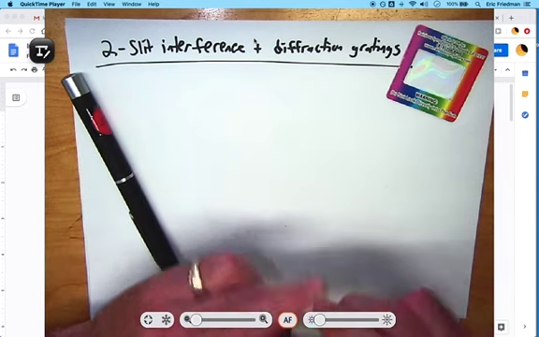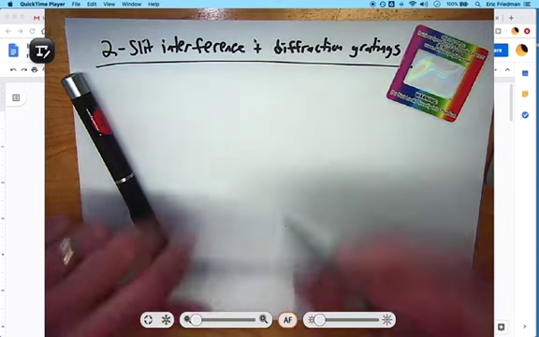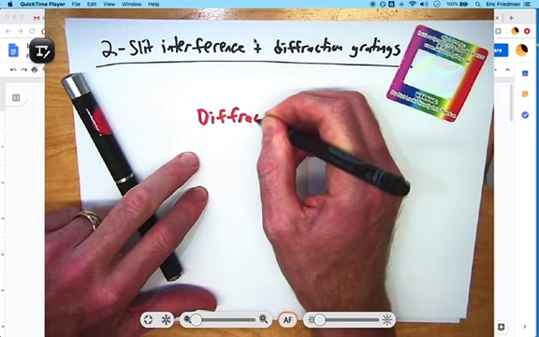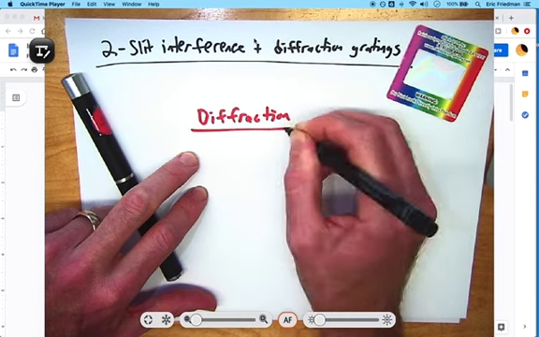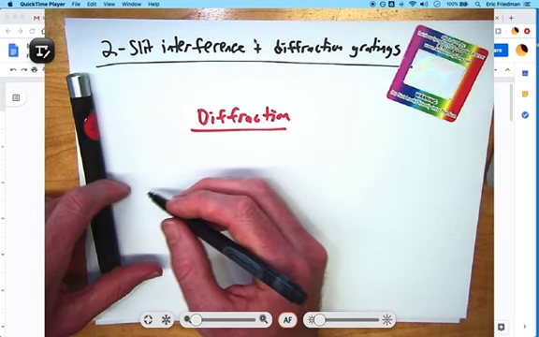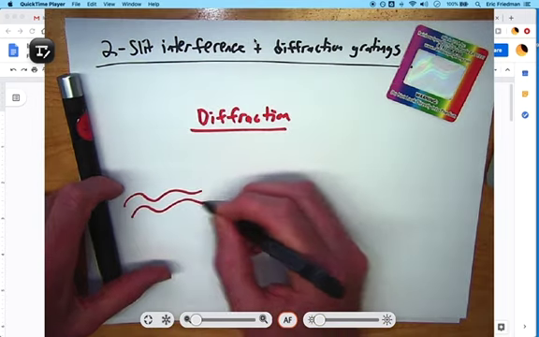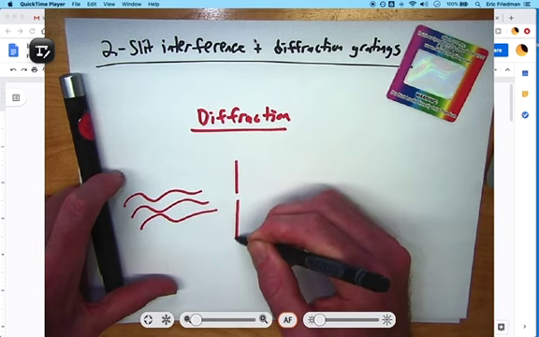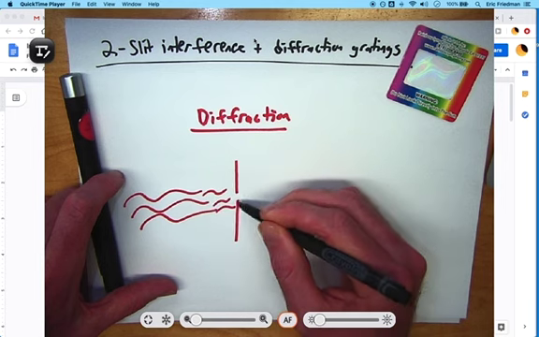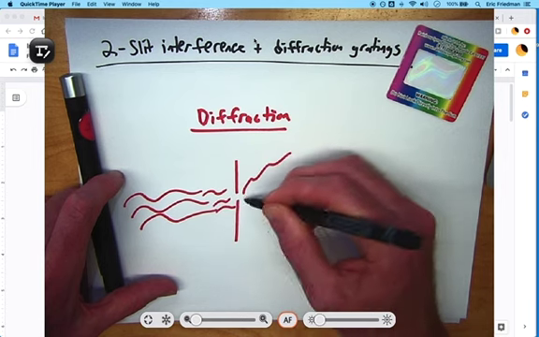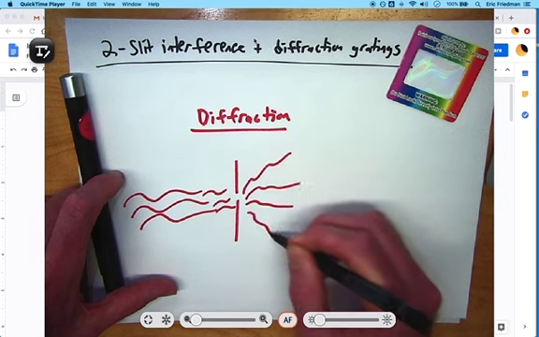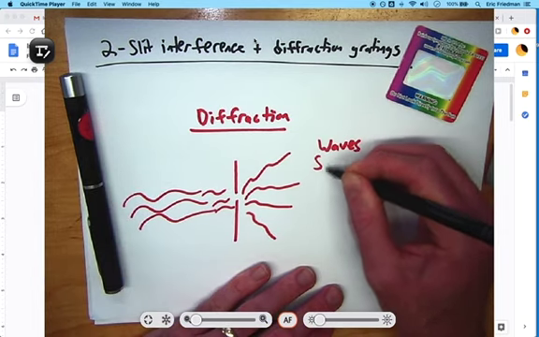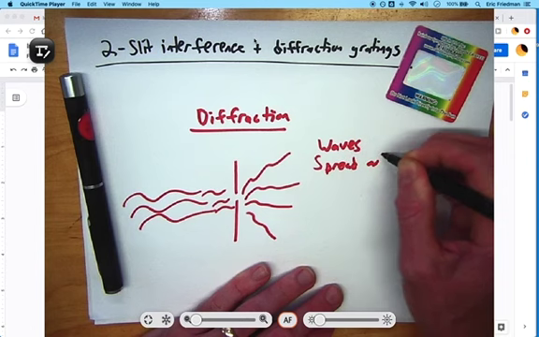So let's go. First, I want to talk to you about the general idea that is called diffraction. Diffraction is a phenomenon where if you take some waves, say water waves or light waves, and put them through a narrow opening, then once the waves go through the narrow opening, they're going to spread out after that narrow opening. So I like to say waves spread out.